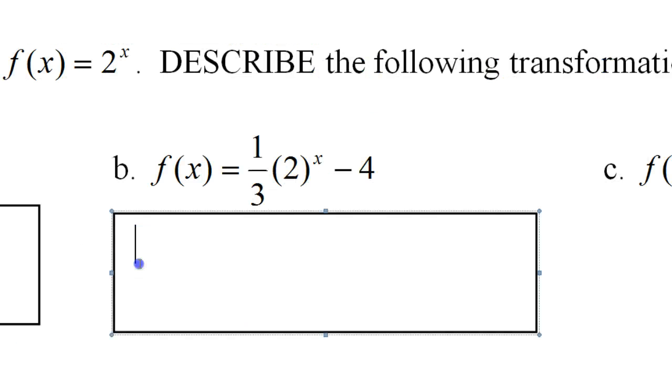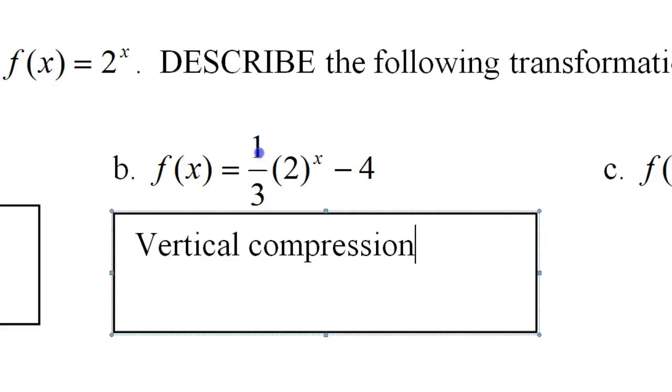Alright, let me delete that because I cut and pasted. This has two transformations as well. This 1/3 in the front is a vertical compression. Okay, the graph will be 1/3 as tall as it was before. And the -4 is a shift or a translation down 4.